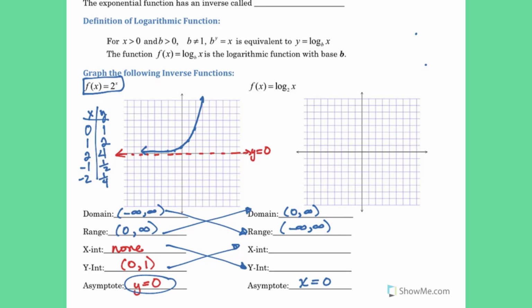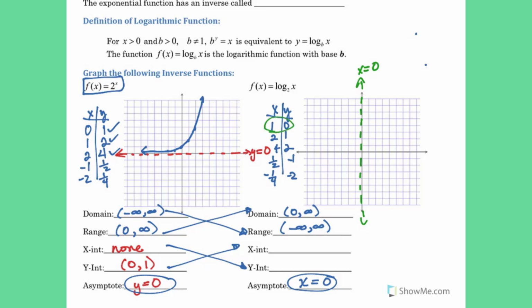And recall, we interchange x and y. So we would have 1, 0, 2, 1, 4, 2, 1/2, negative 1, 1/4, negative 2. And we would have the asymptote of x is equal to 0. Remember, that's a vertical line. X is equal to 0.